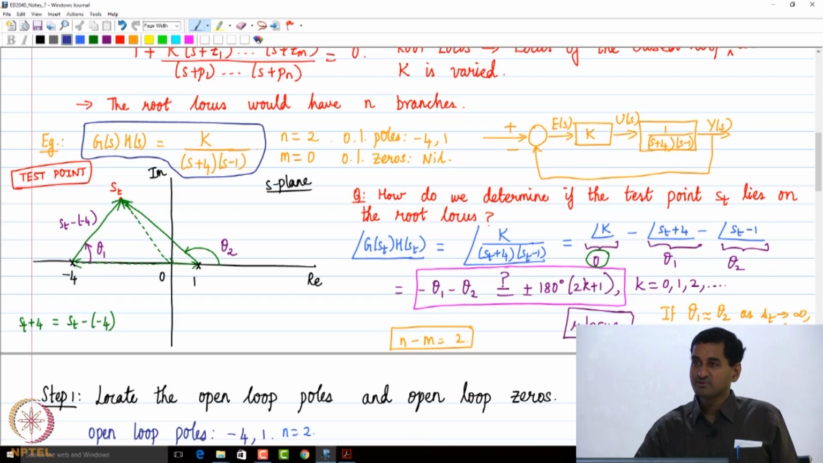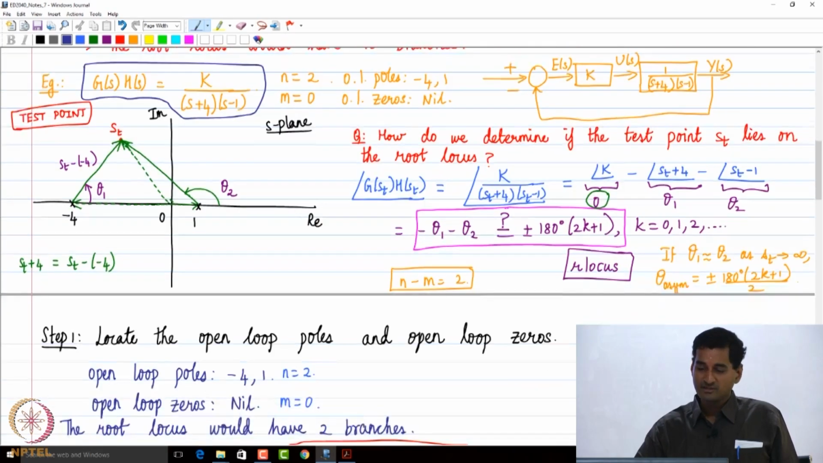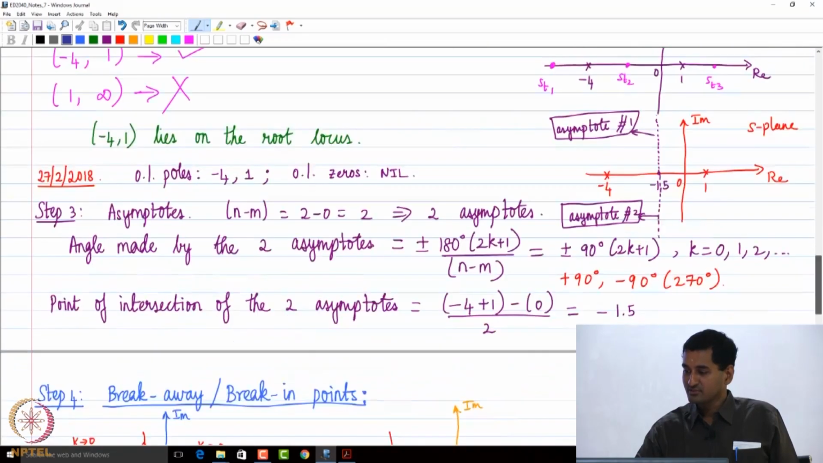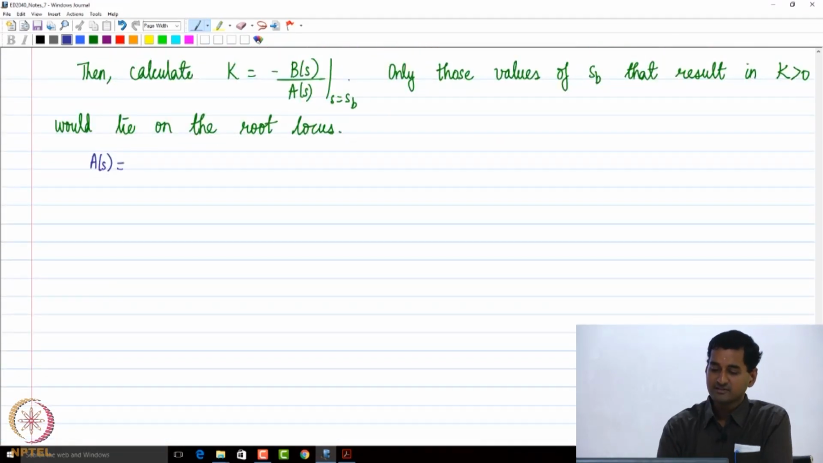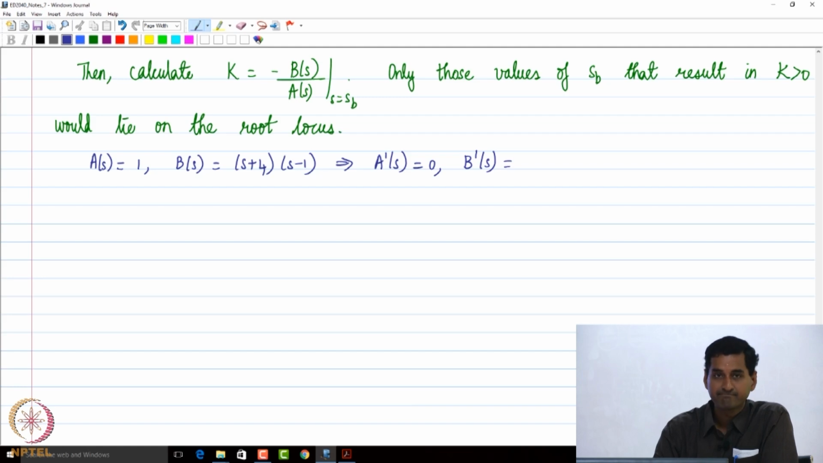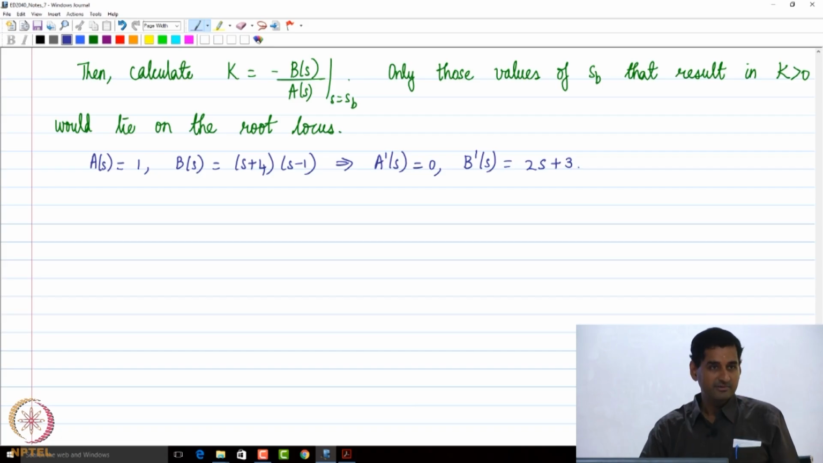It becomes s plus 4 times s minus 1, right? So please remember that. Okay, so let's scroll down. So a of s becomes 1 and b of s becomes s plus 4 times s minus 1, right? So this implies that a prime s is going to be 0 and b prime s is going to be 2s plus 3. Alright, that is what we are going to have.